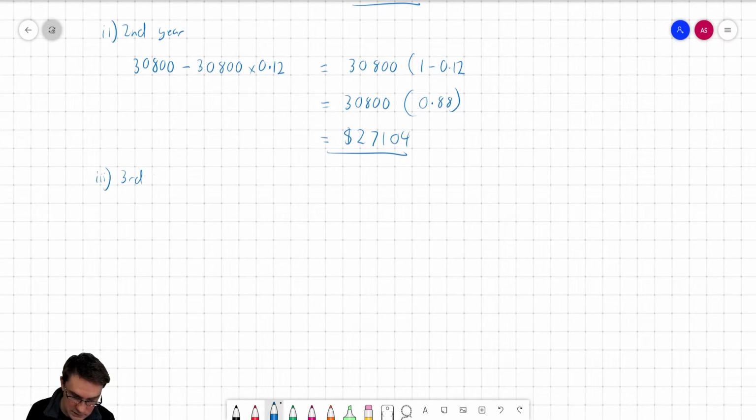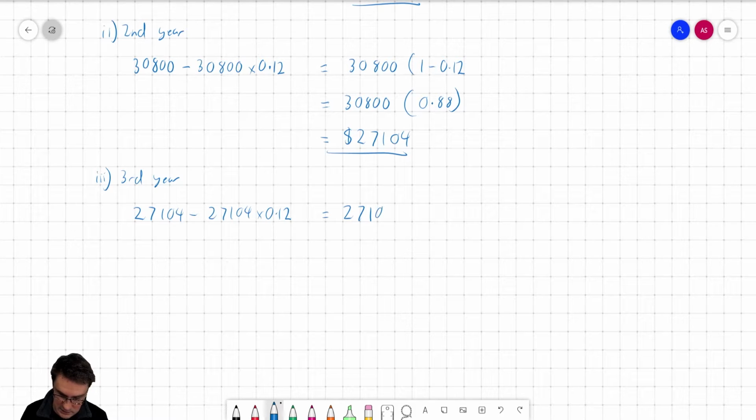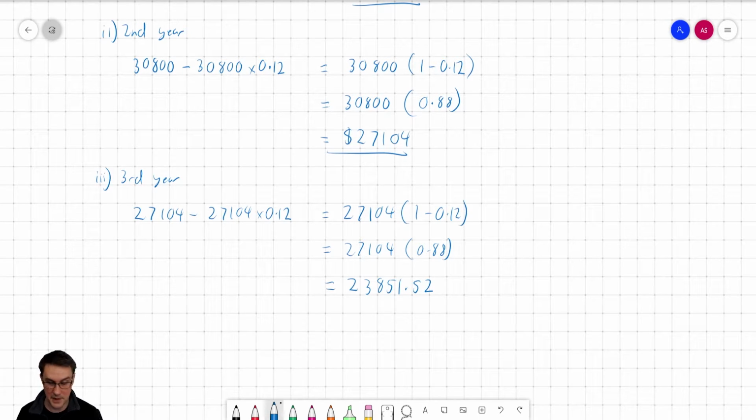We've got the third year. Okay, this one is going to start with 27,104 minus 27,104 times 0.12. In this case here, this is going to be 27,104 bracket 1 minus 0.12, which is 27,104 times 0.88. And lastly, this one's going to end up being 23,851.52. Okay, so we're starting to establish the pattern we've got here.